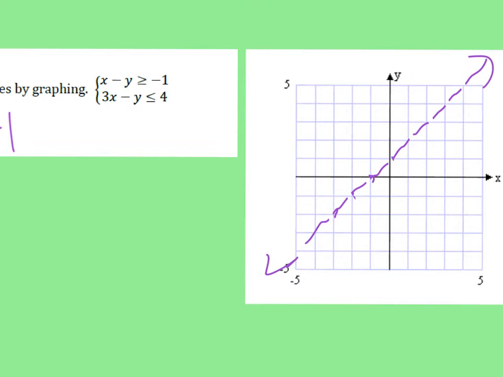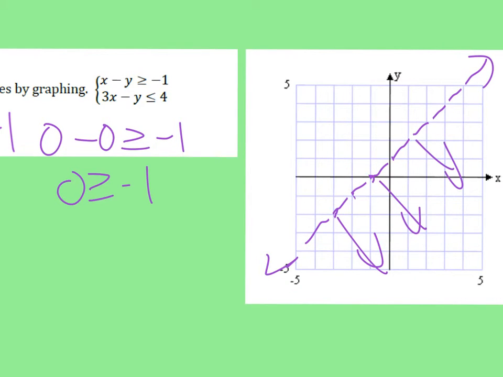And then I can test it. Is 0 minus 0 greater than or equal to -1? Is 0 greater than or equal to -1? Yes. Shade towards it.